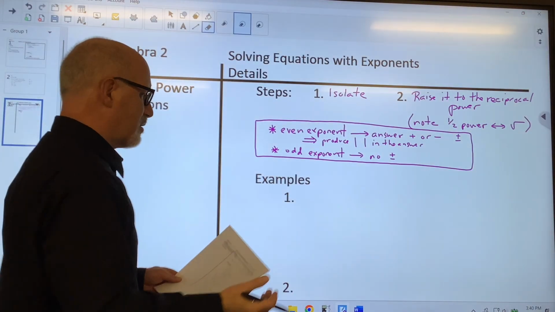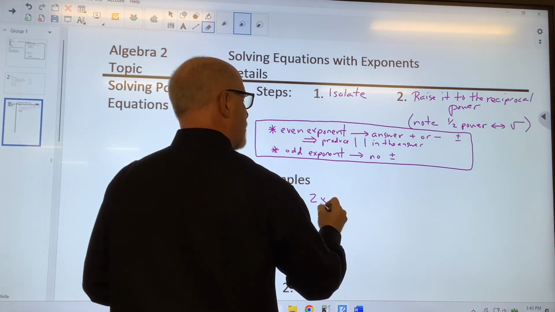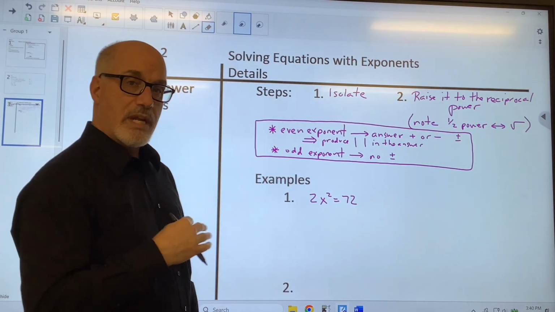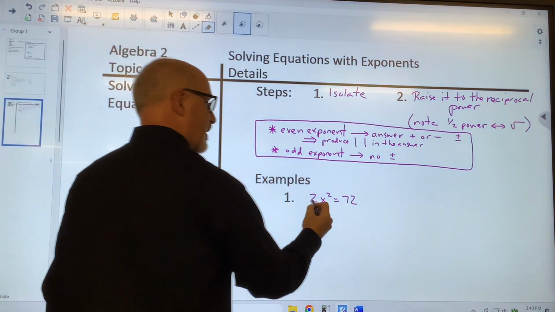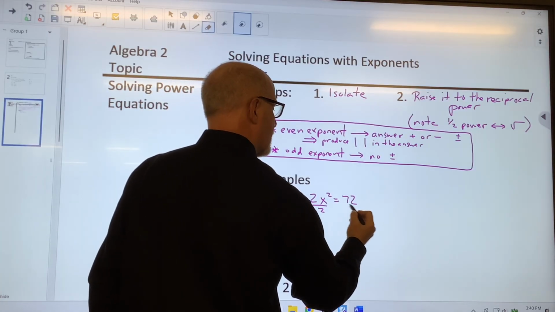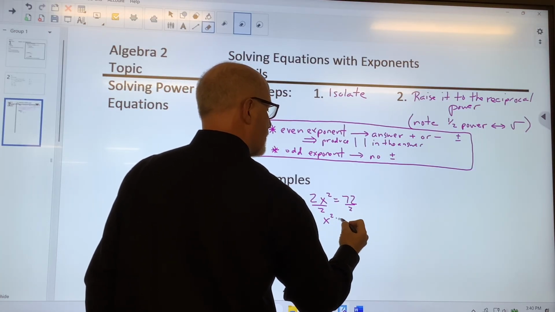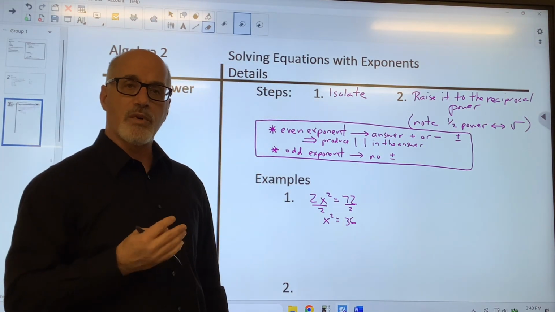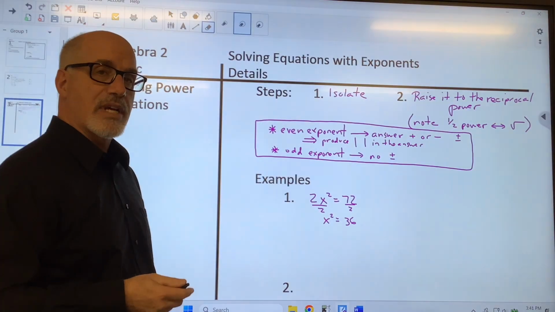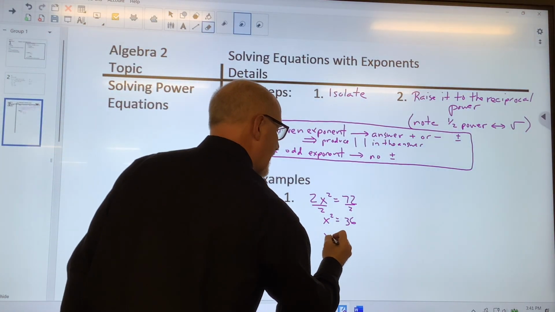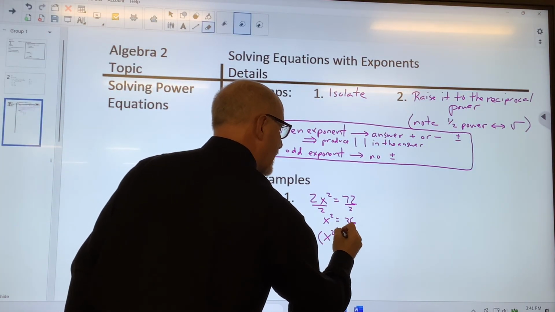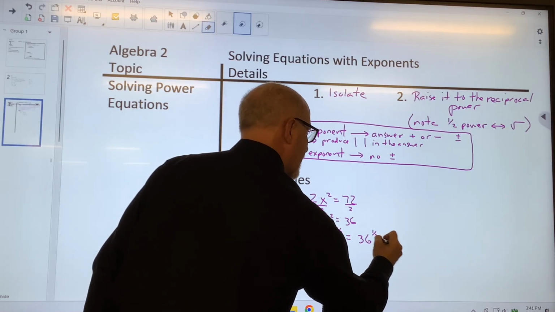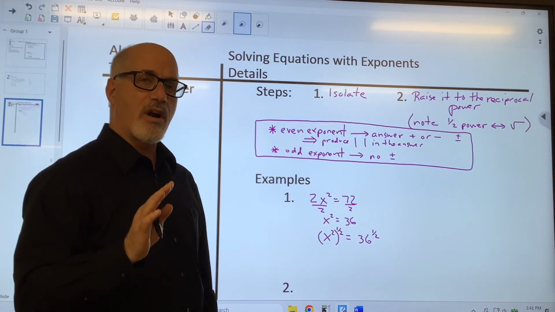All right, let's take a look at some examples. So if we're doing 2x squared equals 72, the first step is to get rid of the 2 in front. So we're going to divide both sides by 2, and you get x squared equal to 36. Now, when you solve this, many of you will think of this as you got to do the square root of both sides. Well, that's the same thing as putting it to the 1/2 power. A square root and a 1/2 power are the same.